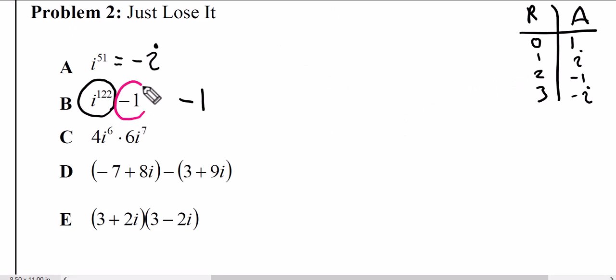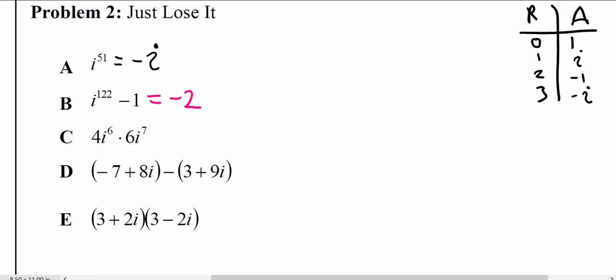But this problem also has a minus 1. So this negative 1 came from us simplifying i to the 122nd power. That became a negative 1. But then there's a minus 1 over here. So if we combine these two, we get negative 2 as the answer for part B. Remember, A was negative i, B is negative 2. Don't mix up the i's with the 2's.